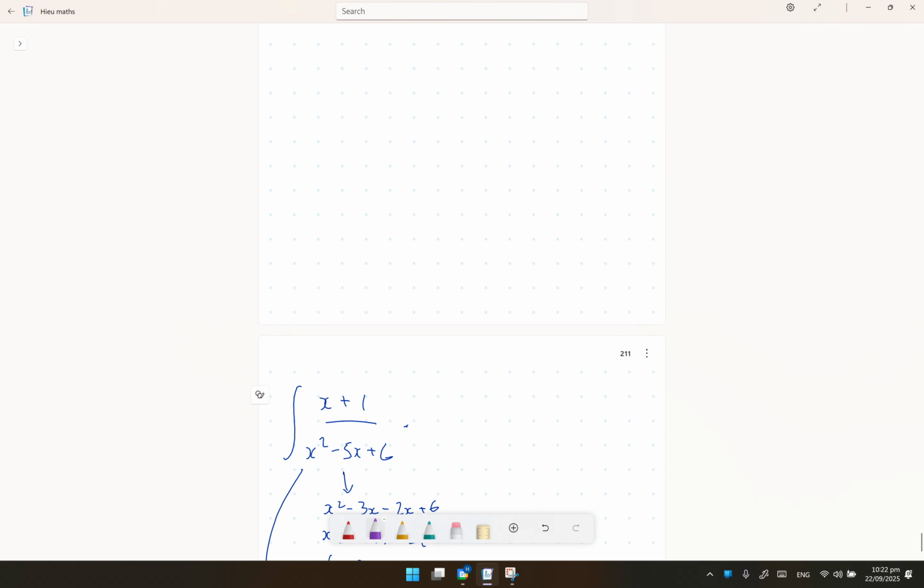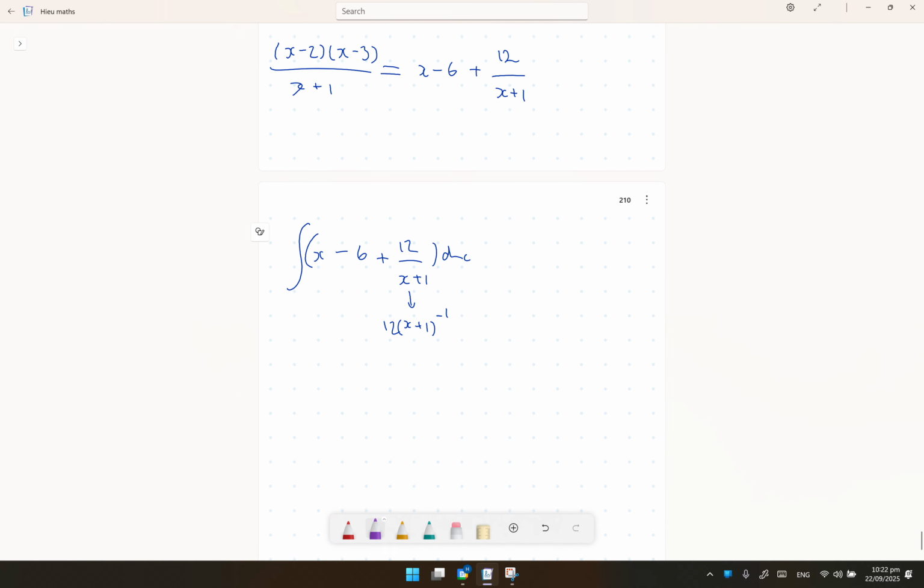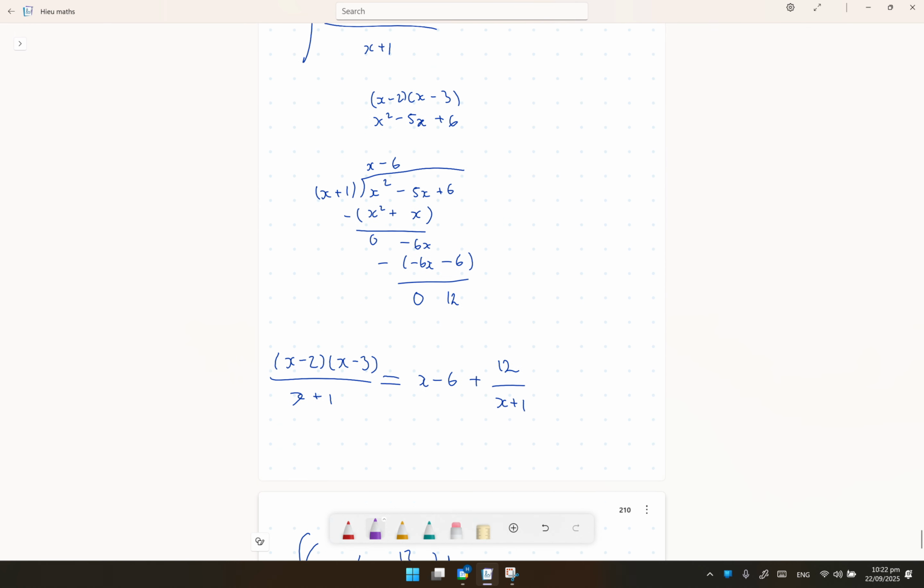But this is the reason why you want to use partial fractions: to solve for the remainder, and that's also how you do long division and how you solve that.